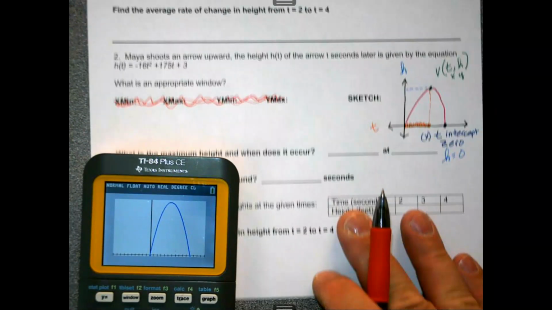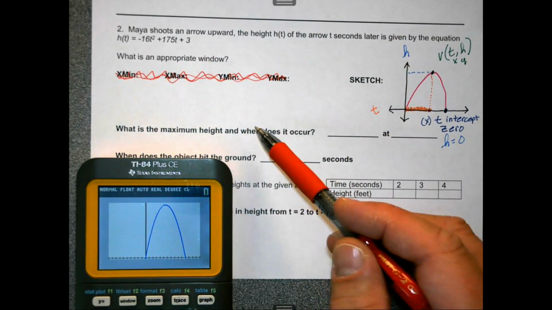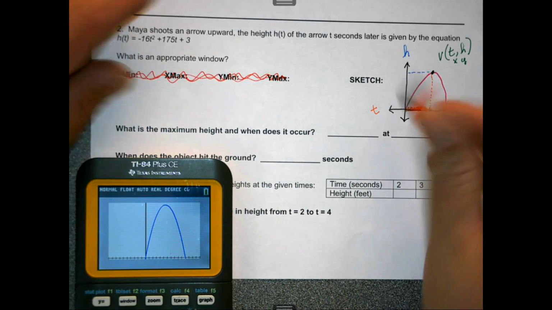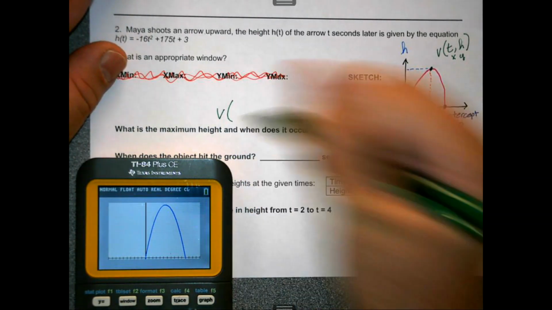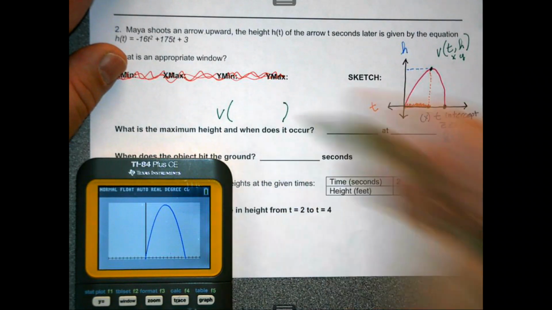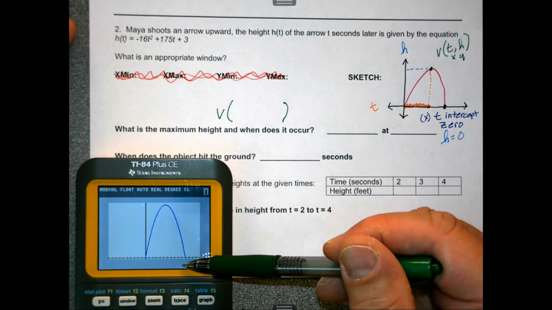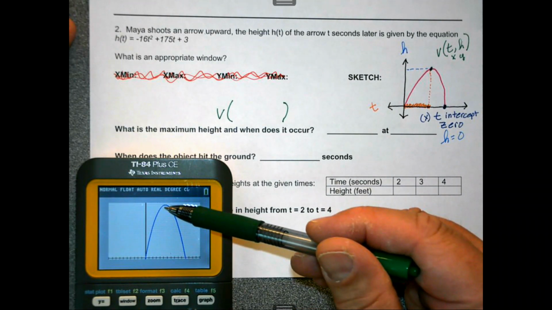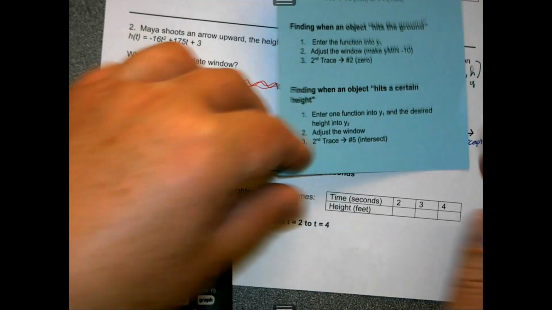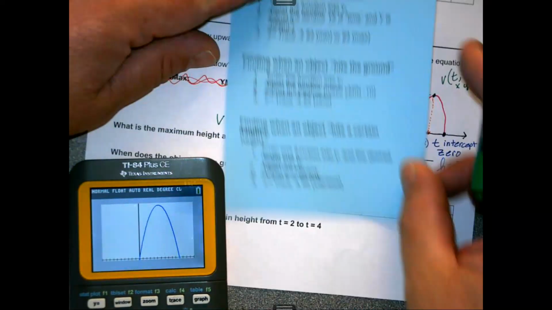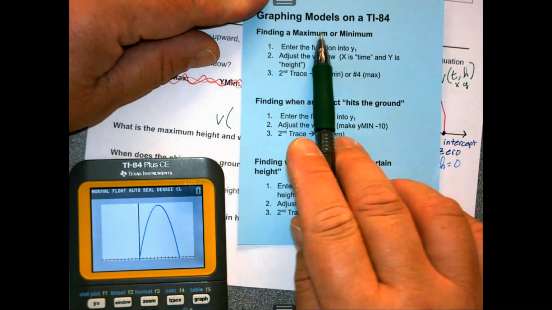All right, so let's answer some more questions. What is the maximum height and when does it occur? So I need that vertex. This is asking me for the vertex, right? So my parabola opens downward, so I need the maximum. Your calculator is going to call that the maximum. And again, I'm just following the notes here. Okay. Finding the maximum or minimum.